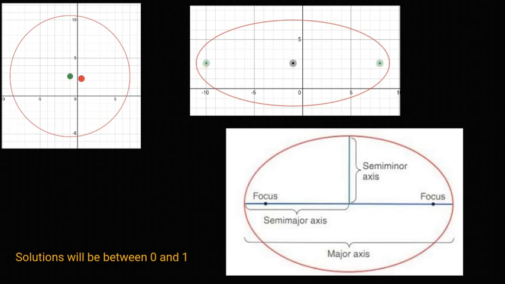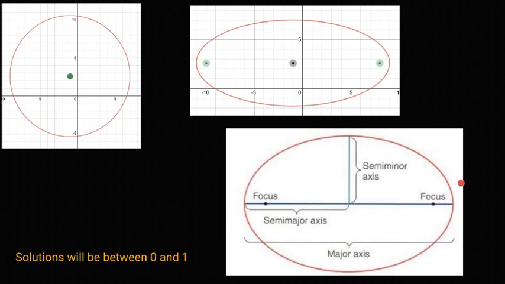So if it has an eccentricity of 0, that means it's a circle. And as it approaches 1, it gets to be a wider and wider and wider ellipse. So all your numbers for your solutions are going to be between 0 and 1.